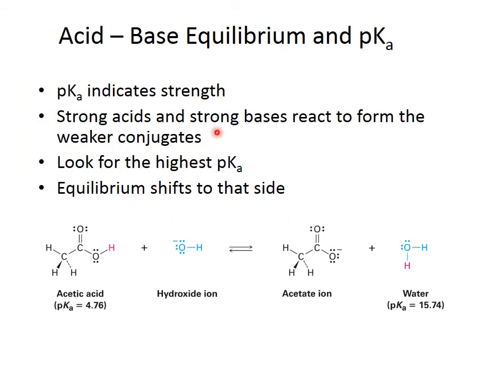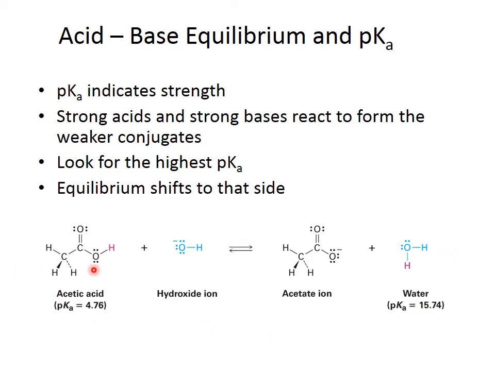Okay, now strong acids and strong bases are less stable than their weaker acids and weaker bases. So when you have a strong acid and a strong base with each other, they react and form the weaker conjugates. By looking at the pKa, we look for the stronger acid and the stronger base, and we know that side is not the side to which the equilibrium shifts. It's going to shift to the weaker conjugate acid, conjugate base side.